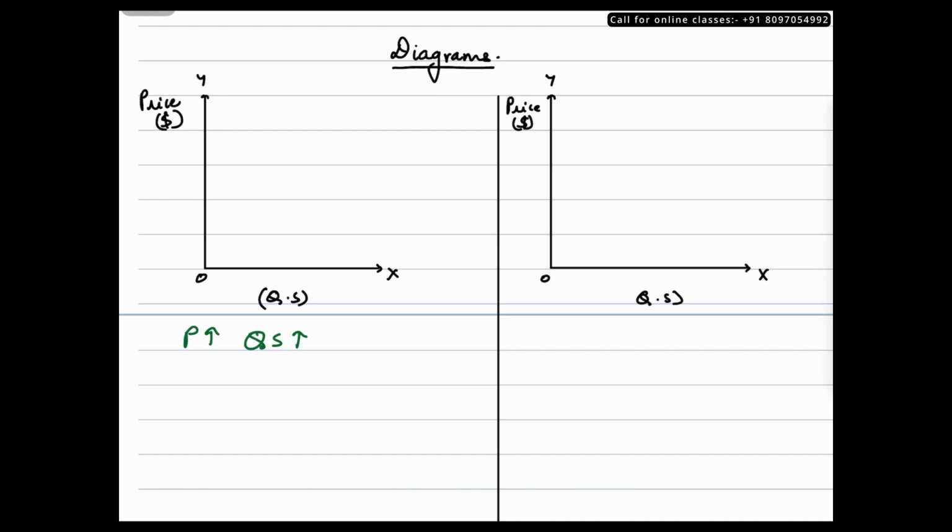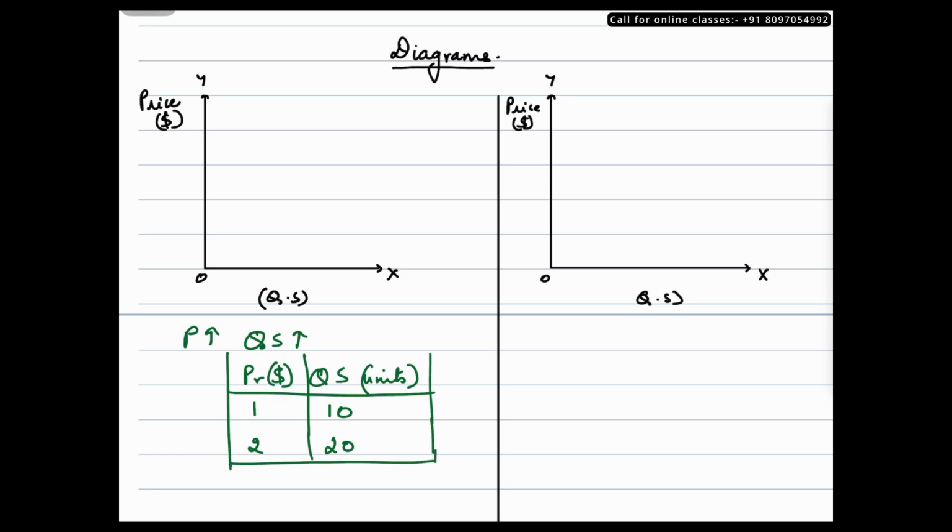So let us say we have price, we have quantity supplied. Let us say price is 1 in terms of dollars, of course, and quantity supplied is in units. So let us say quantity supplied is 10 units, and as the price goes up to 2, quantity supplied also increases to 20 units. So this is our schedule for today, and to make it even more clearer, let's call this as case A and this as case B.